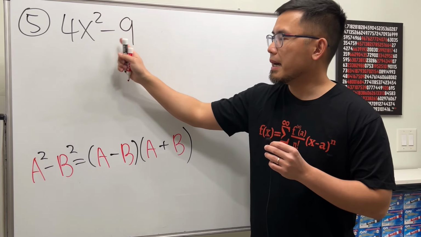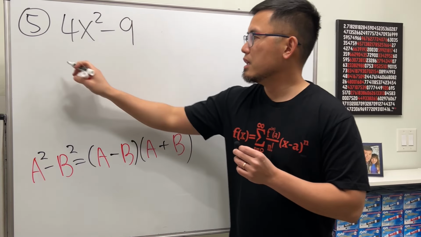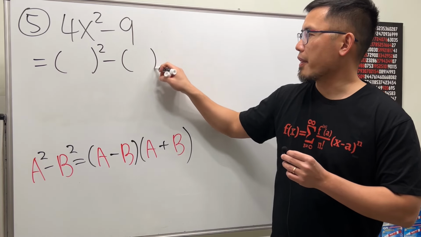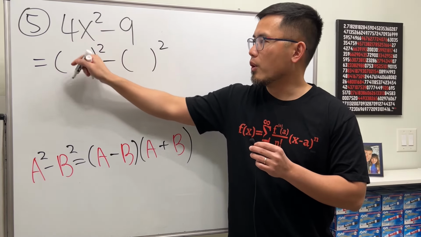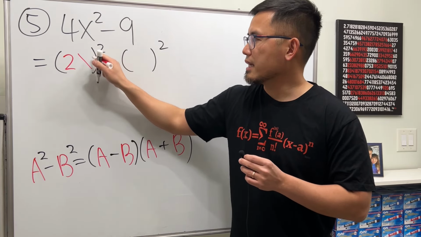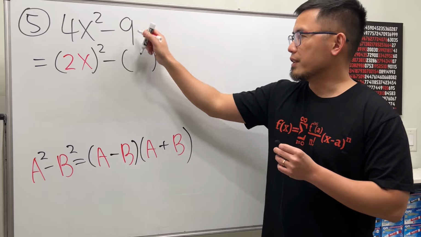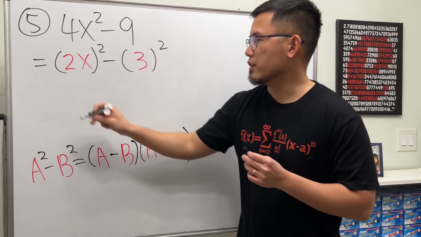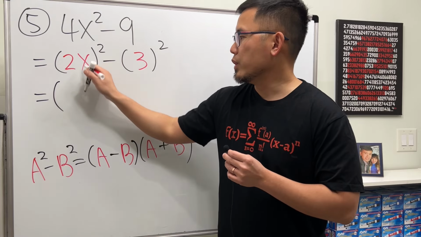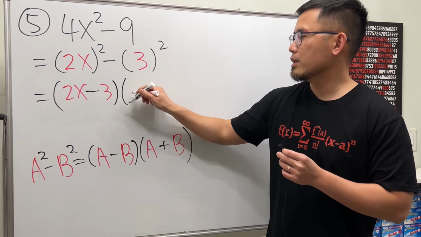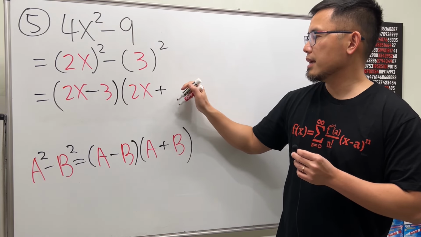For 4x squared minus 9, be careful with this. We will have to first write this as something squared minus something squared. For the 4, notice that's 2 squared, and then we have the x squared. For the 9, we know that's 3 squared. And then we can use the difference of two squares formula here. We get 2x minus 3 times 2x plus 3.